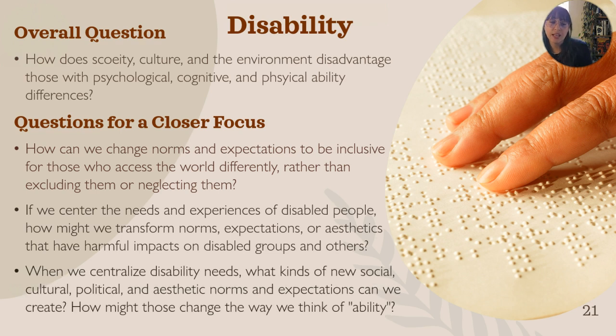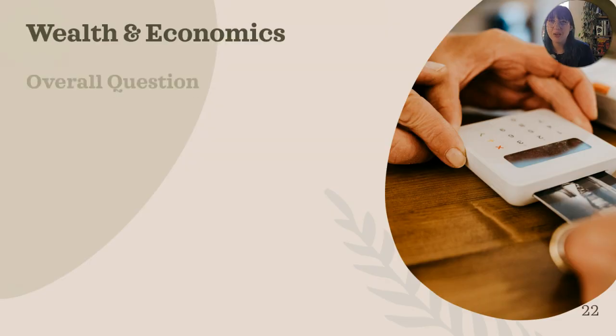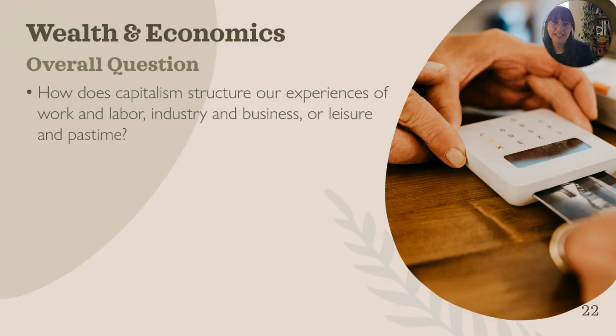When we centralize disability needs, what kinds of new social, cultural, political, and aesthetic norms and expectations can we really create? How might those new ways of addressing the world, those new perspectives, change the way that we think about ability and what ability means, especially in the context of our high demand, fast paced, corporate, hyper productive norms that we live within? Again, looking into those things through research, if anything here stands out to you.